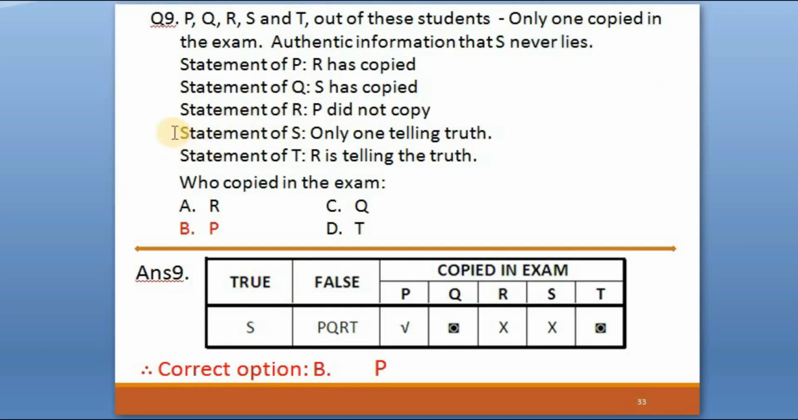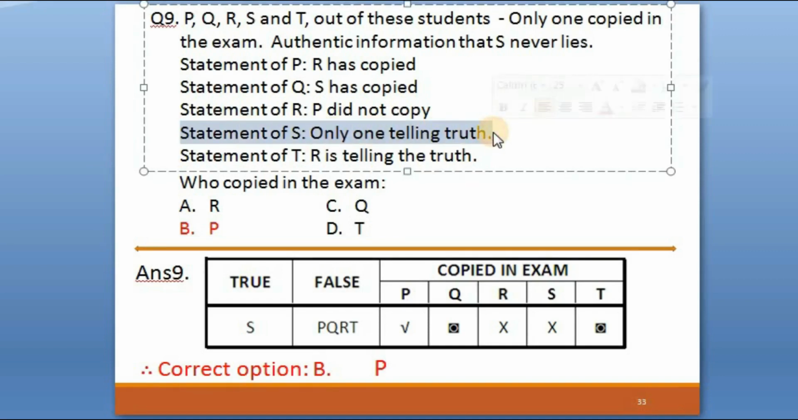Now since S never speaks lies, we have to analyze the statement of S, that only one is telling the truth. So S is actually true here because he never speaks lies. And also he is saying that only one of us is telling the truth. If only one is telling the truth, it means S is speaking the truth and all others are speaking lies, right? So these are the first 2 columns we have framed here from the given information.